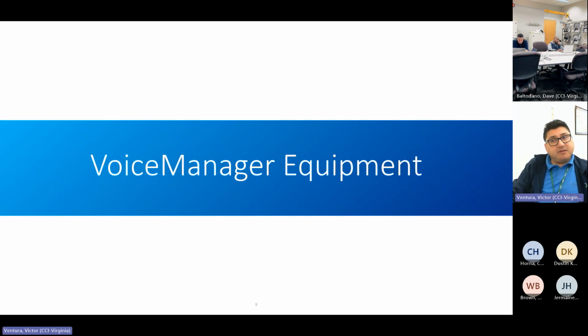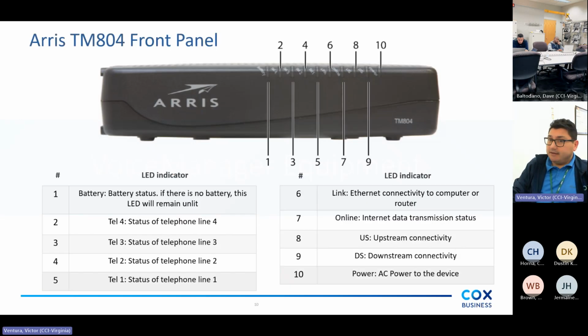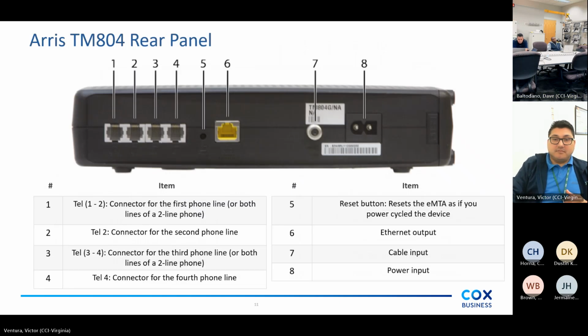Some of the equipment you are familiar with already. So here we have the EMTA. We use the EMTA traditionally to install what we will call a digital phone line. That includes a line that the customer is going to use for a fax machine, credit cards. Everybody's familiar with the LEDs on the EMTA TM804, and the back of the unit, very familiar with the RJ11 ports.